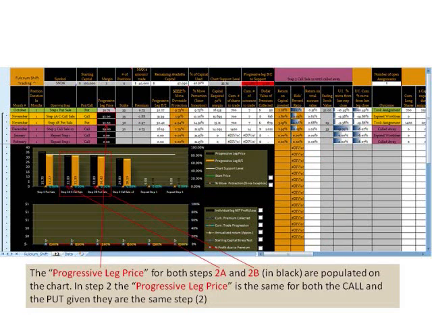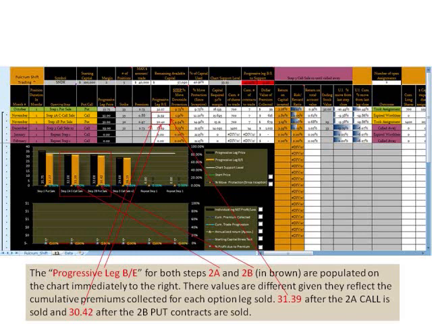The progressive leg price for both steps 2A and 2B in black are populated on the chart. In step 2, the progressive leg price is the same for both the call and the put, given they are part of the same step, which is step 2. The progressive leg break-evens for both steps 2A and 2B are shown in brown, and are populated on the chart immediately to the right. Their values are different given they reflect the cumulative premiums collected for each option leg sold. So $31.39 after the 2A call has been sold, and $30.42 after the 2B put contracts have been sold.